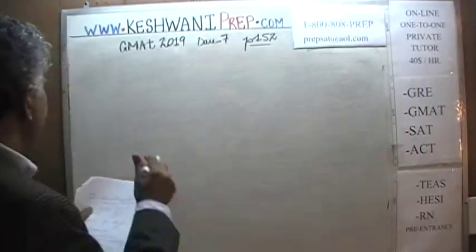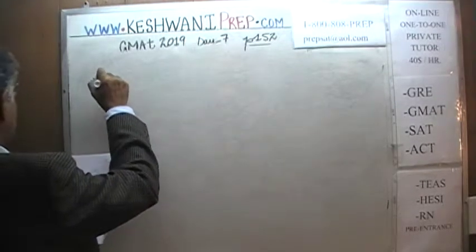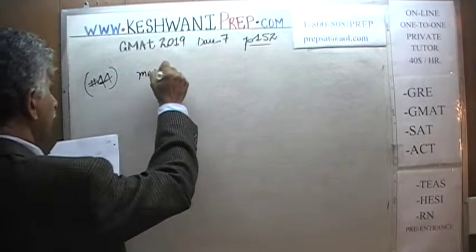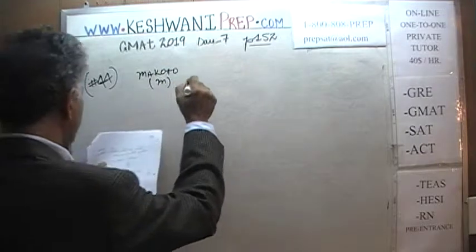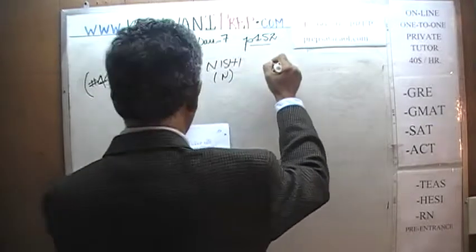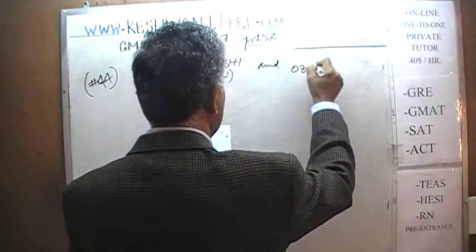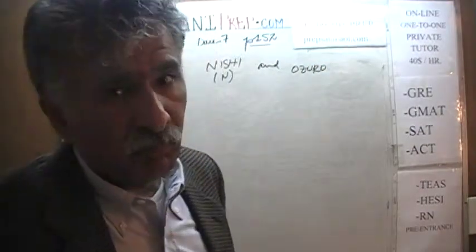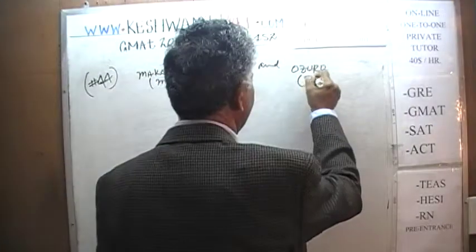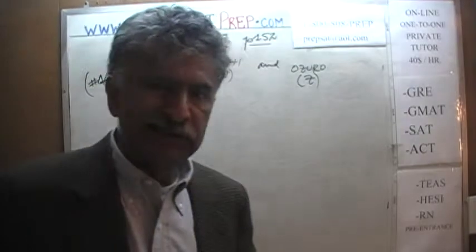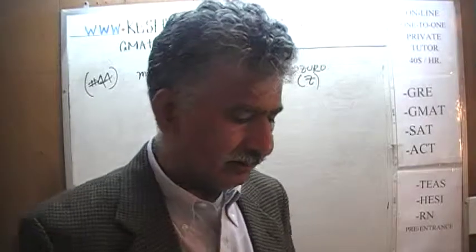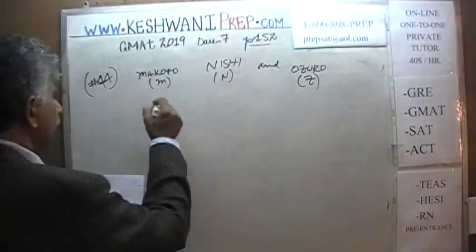In 44, we have four people: Makato, whom we're going to represent with M; Nishi, whom we're going to represent with N; and finally, do not ask me why they give you names such as these, because they want to be inclusive, and that's the only reason. Let's use letter Z to represent O. We can't use letter O because it's going to confuse us with the zero.